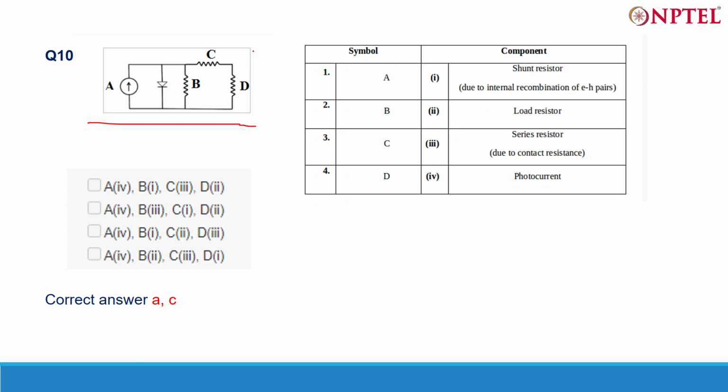So if you see A, what is this? I think most of you will identify it, even if somebody is not from a science background. This is the symbol of an ammeter. It's showing current. So it will show the photocurrent. What is photocurrent? Current generated from light. So the correct option for A is 4. This is correct.